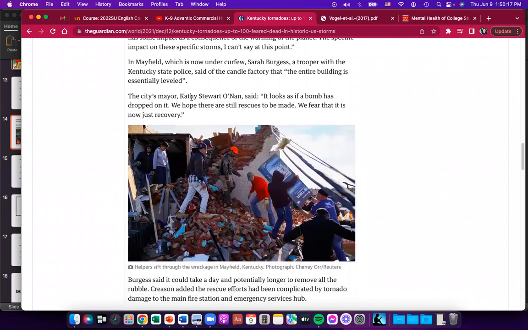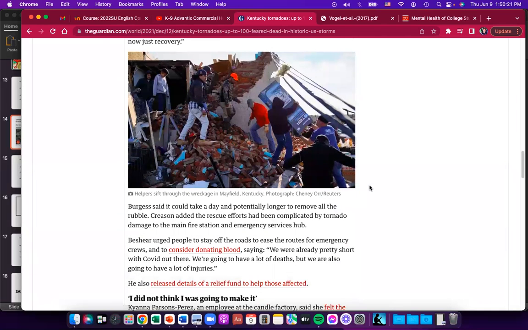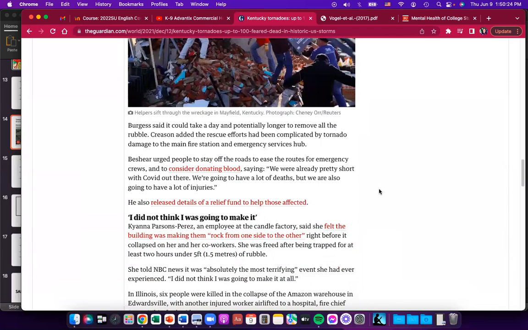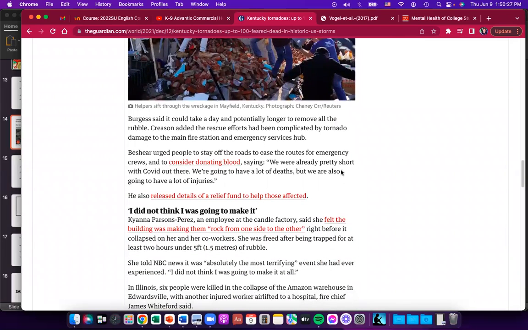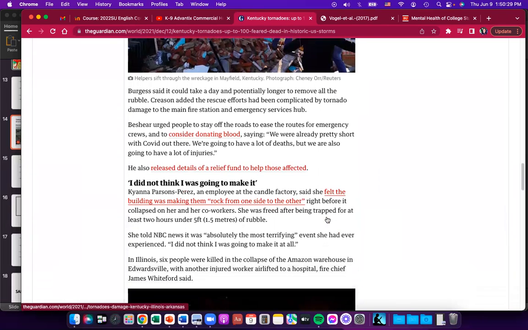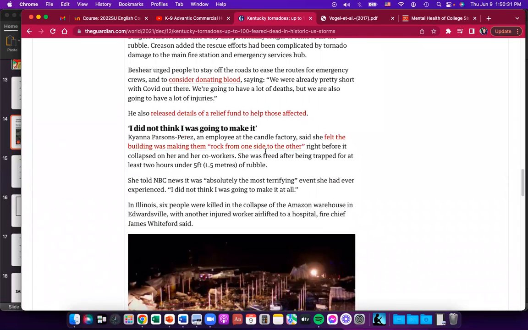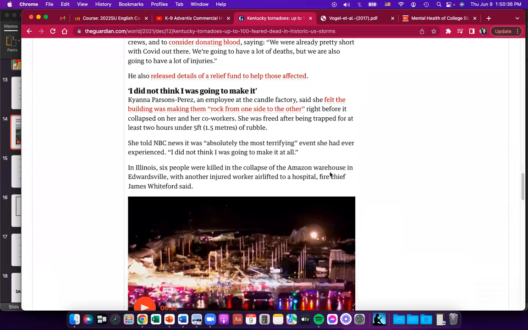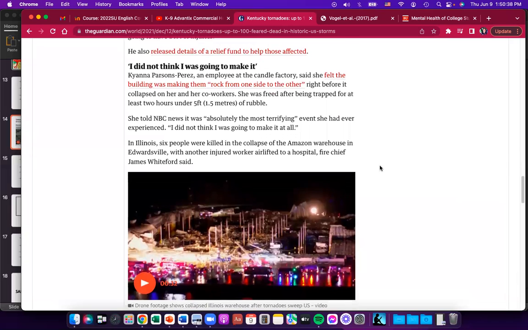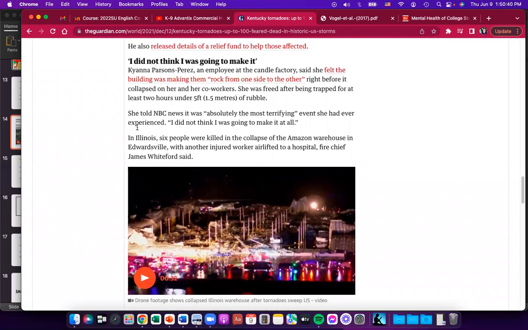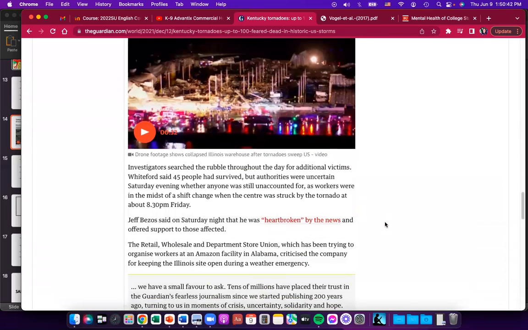Kentucky State Police, the city's mayor, looked as if a bomb dropped. And again, we've got a picture of just rubble that shows that. You have an appeal to donate blood. And then we have a local here, an employee that worked in the candle factory, sharing her experience with what happened. We've got national news.